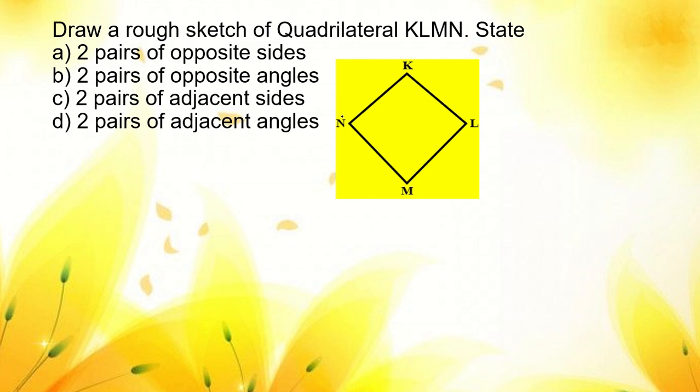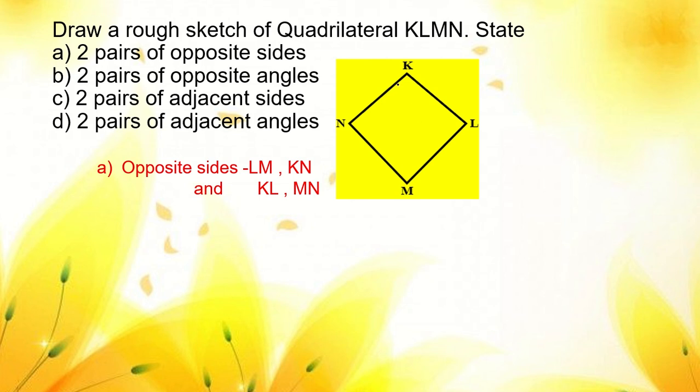Can I say KN and LM? Both are opposite to each other. What are opposite sides? You know the definition. Opposite sides are sides which do not have any common vertex. As you can see, KN and LM don't have any common vertex. So these are opposite sides. Another pair of opposite sides would be MN and KL. Is it correct?